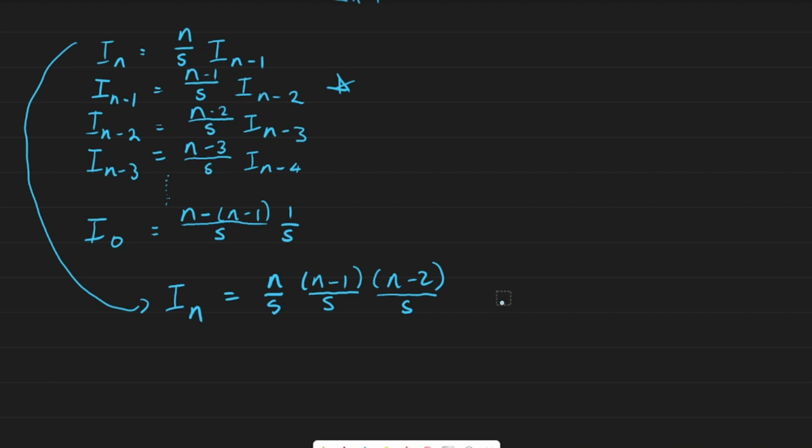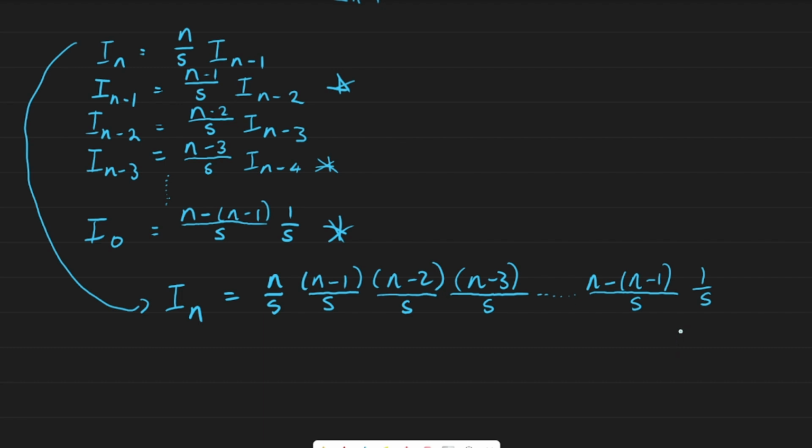And I replace this I_(n-3) with n minus 3 over s times I_(n-4). So I have n minus 3 over s times I_(n-4). So it's going to carry on like that. We will keep replacing until we get to I_0. And what is I_0? We substitute that expression in for I_0, which is n minus 1 over s times 1 over s.